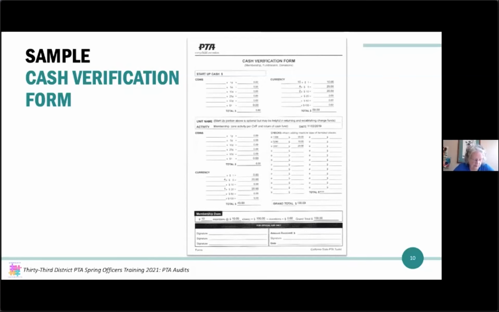So I think it's important that we know what that startup fund is. And I've written here, startup portion above is optional, but may be helpful in returning and establishing future change funds. So you may have a carnival committee the following year who may say, oh, gee, what kind of change fund did they use last year? So I think this is helpful information. Also, the cash verification form must be prepared for each activity. So you can't combine memberships, carnival, book fair. You should have a cash verification form for each activity.